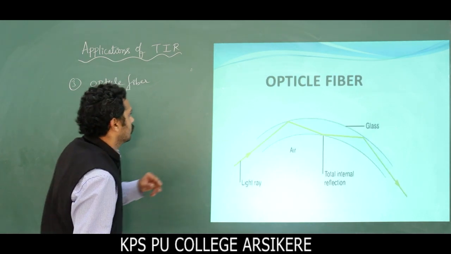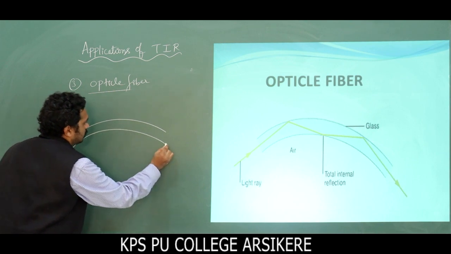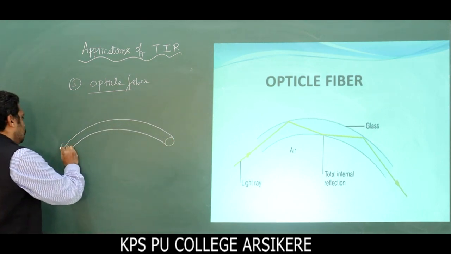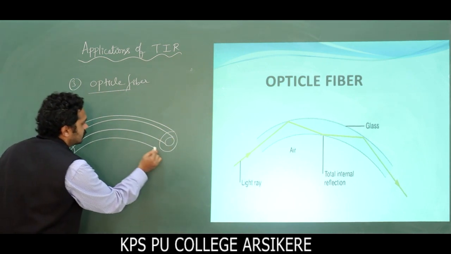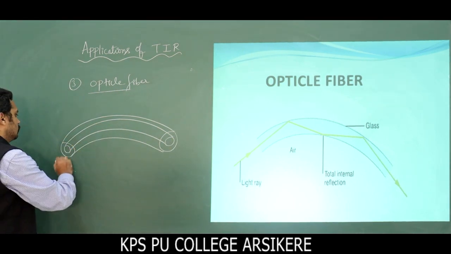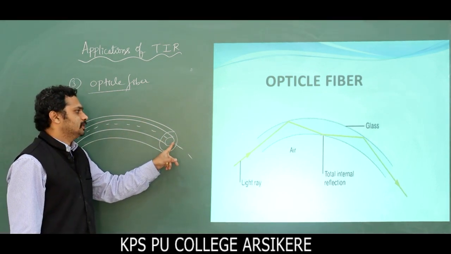Know that this is the core, inner part, it is made up of glass. This is cladding, it is also made up of glass. Due to some impurities, we are reducing the refractive index. This is the axis of the optical fiber. This is the axis.